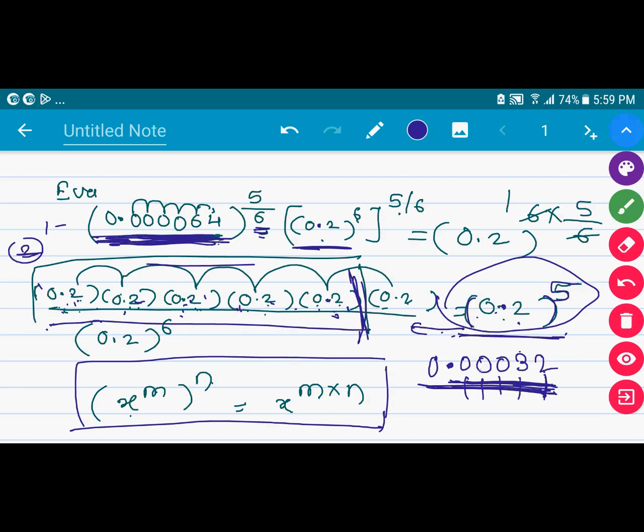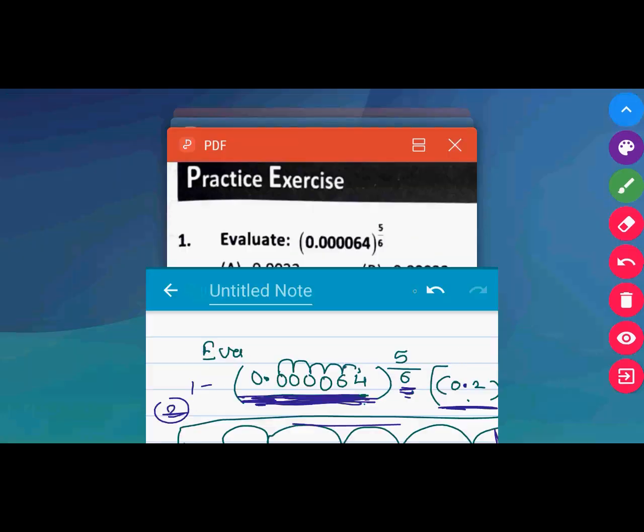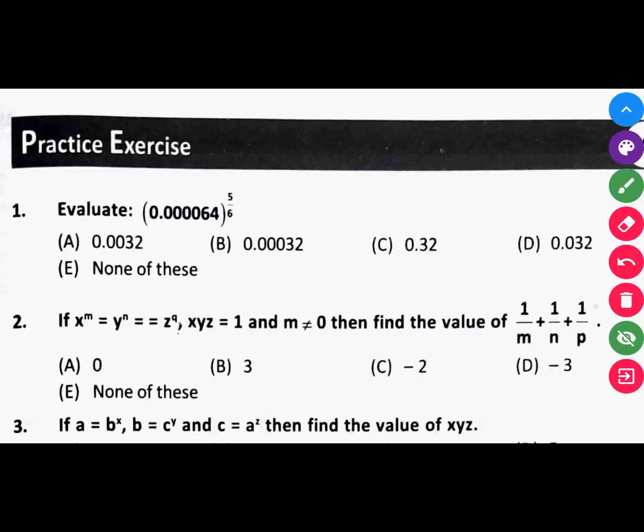So our answer is 0.0032. Now we are going to check whether the answer is there or not. So yes, answer B is the one in which 0.0032 is written. So our answer is B.